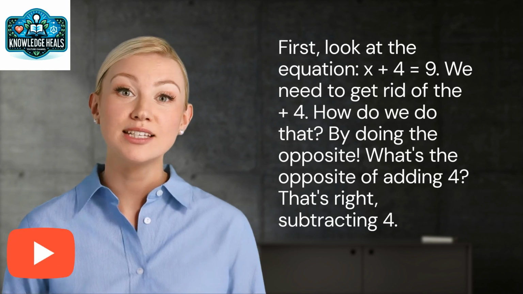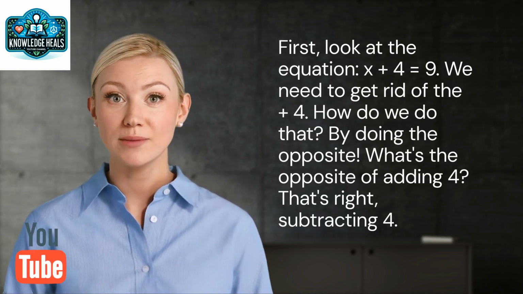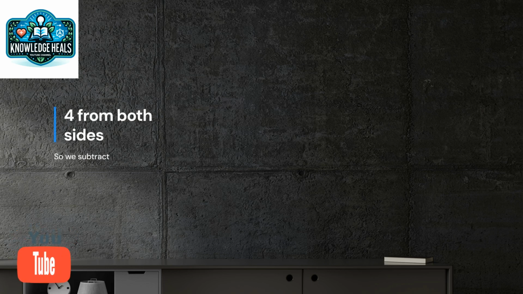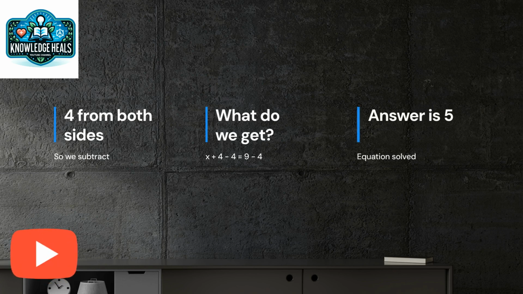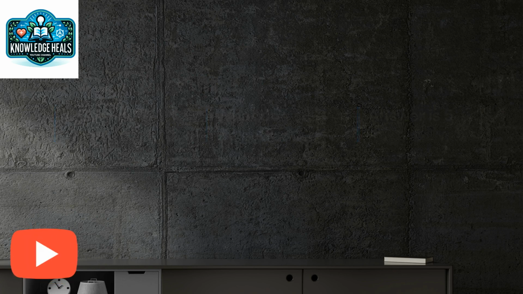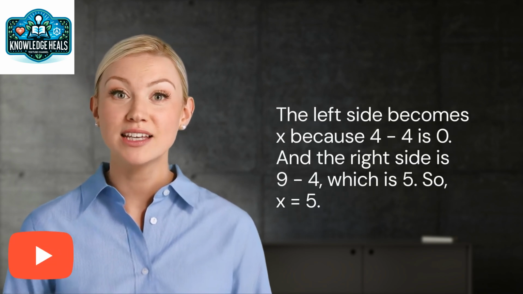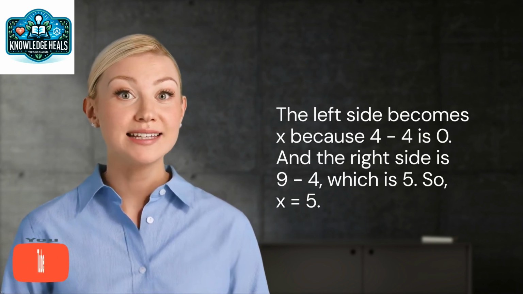By doing the opposite. What's the opposite of adding 4? That's right, subtracting 4. So we subtract 4 from both sides of the equation. X plus 4 minus 4 equals 9 minus 4. What do we get? The left side becomes x because 4 minus 4 is 0, and the right side is 9 minus 4, which is 5. So x is equal to 5.